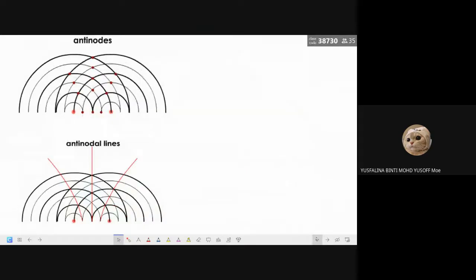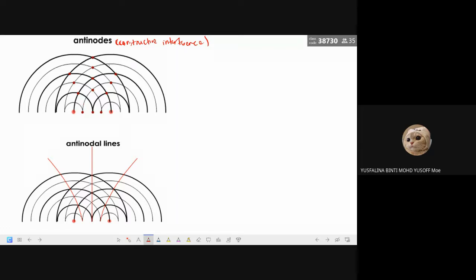Okay, so remember just now, anti-node is what? Anti-node is a constructive interference. Okay, so let's label where the constructive interference occurs. Remember, it's crest meets crest, or trough meets trough.